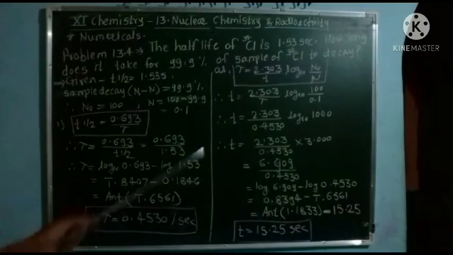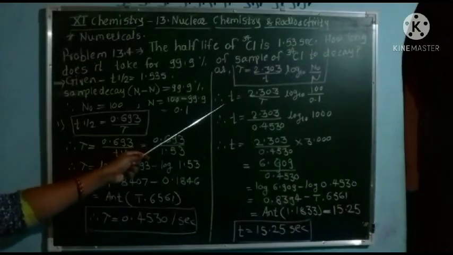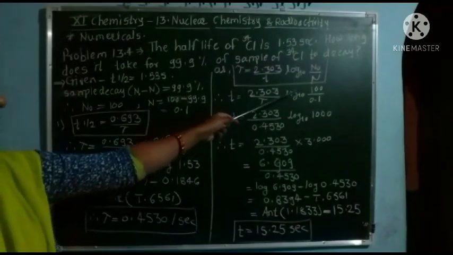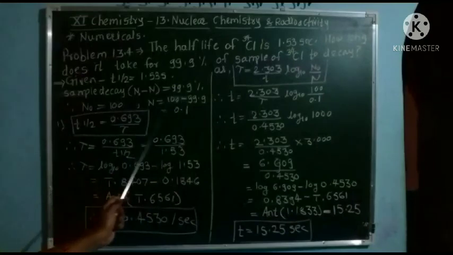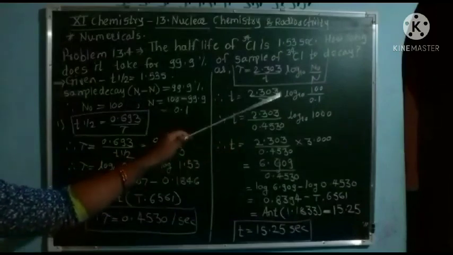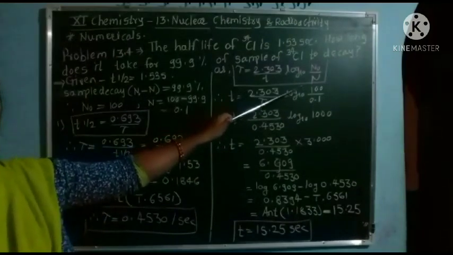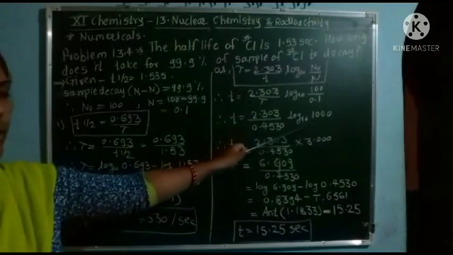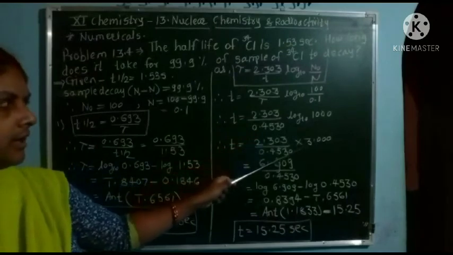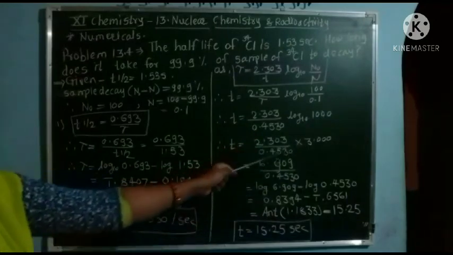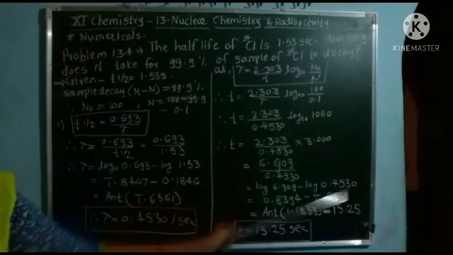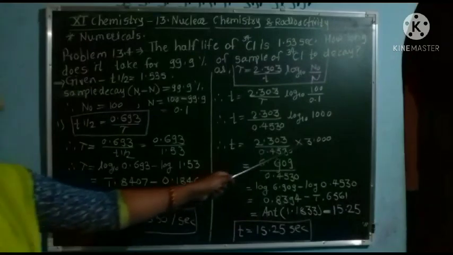T can be calculated by the formula T is equal to 2.303 upon lambda, log to the base 10 n0 upon n, that is n0 given as 100 and n is 0.1, or 1 by 10. If 1 by 10 is in the denominator with 100, that is 10 by 1, means that value is 1000. So log of 1000: 1, 2, 3, 4 digits, so here 3. Log of 1000 is 3.000.